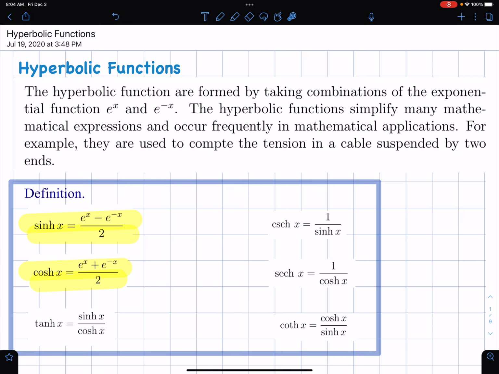We also have hyperbolic tangent, which is hyperbolic sine x divided by hyperbolic cosine x. We have hyperbolic cosecant x, which is the reciprocal of hyperbolic sine x, hyperbolic secant x, reciprocal of hyperbolic cosine x, hyperbolic cotangent x, reciprocal of hyperbolic tangent x. And so what we see is that the patterns of identities that we have with trig functions apply to these hyperbolic functions.